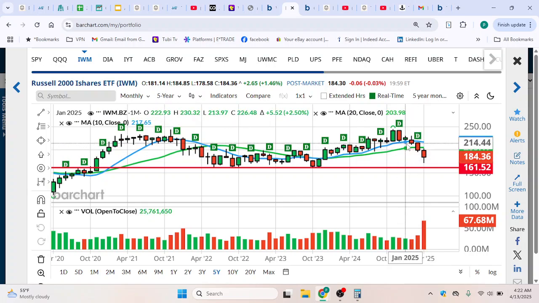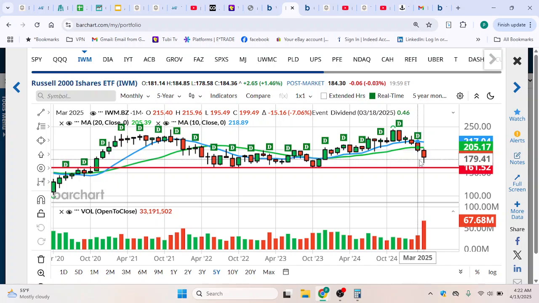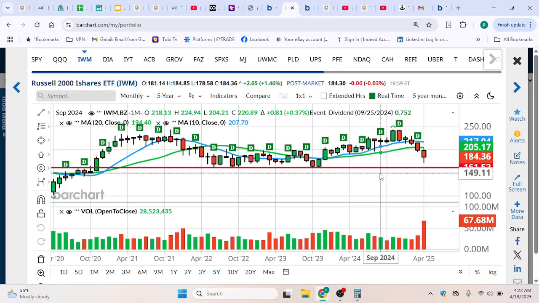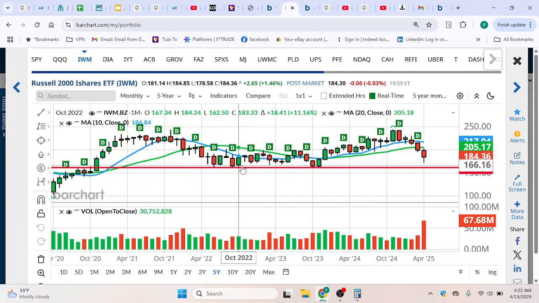The IWM small cap index ETF is still in this downtrend. A key level to watch on this one is around the 161 area, give or take a point. You can see that line I drew here very clearly where there was previous support. Okay.